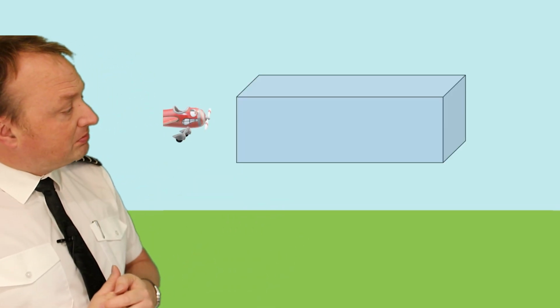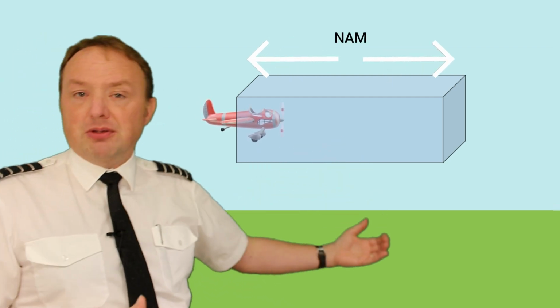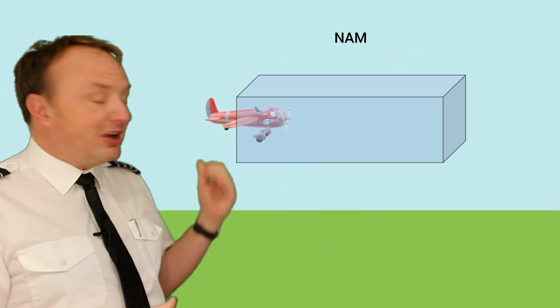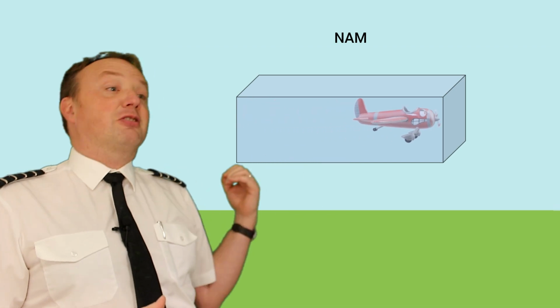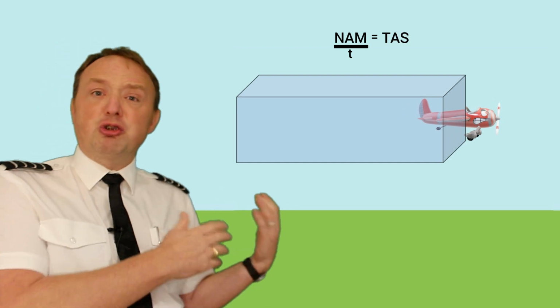Magnitude, in the case of the aircraft velocity, is the aircraft speed through the air. For a given block of air, taking up a certain number of miles, we call these nautical air miles, the aircraft will fly through it at a particular speed and take a certain amount of time to cover these miles. We call that its true airspeed.